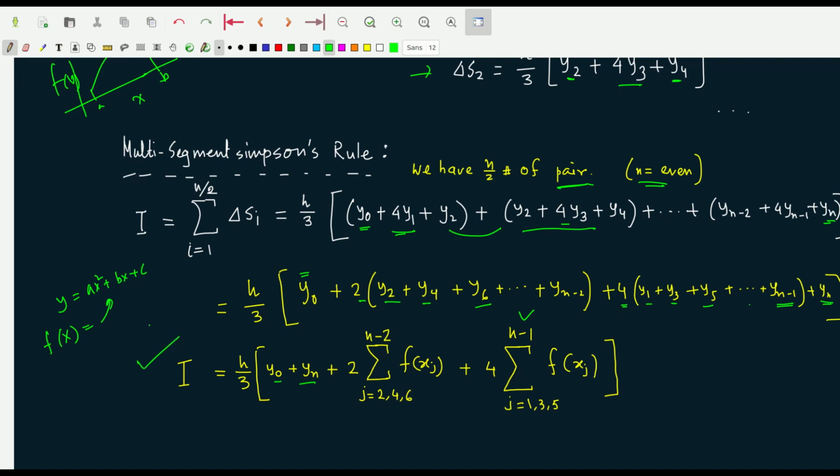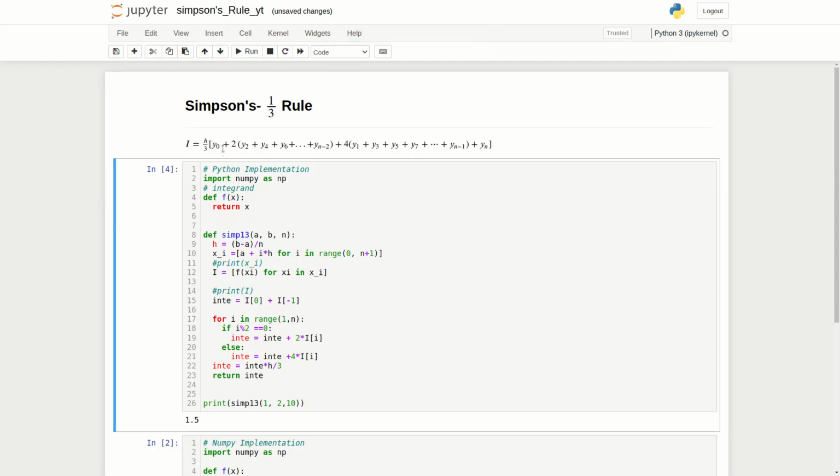And if we do this numerically, we will do this via Python, and we will see a more advanced NumPy implementation. First you have to add these two terms, and after this you add the even terms and odd terms. Now we are going to discuss the Python implementation. From theory we know the formula: h by 3 times y0 plus twice the sum of y2, y4 even terms, and 4 times y1 plus y3 plus y5 odd terms, and the last term yn.